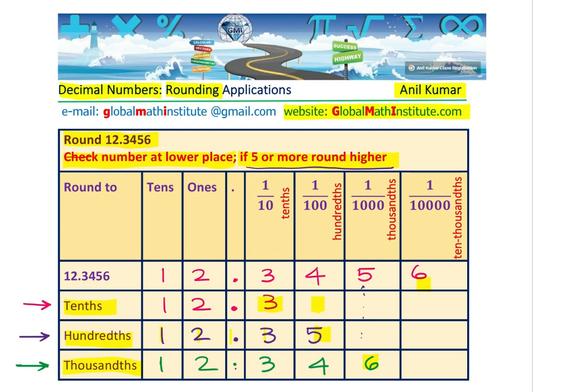So that is how we could round a number to different decimal places, right? So 12.3 is to the 10th place, 12.35 is rounded to hundredths place, 12.346 is rounded to thousandths place. Perfect. So now let us practice.